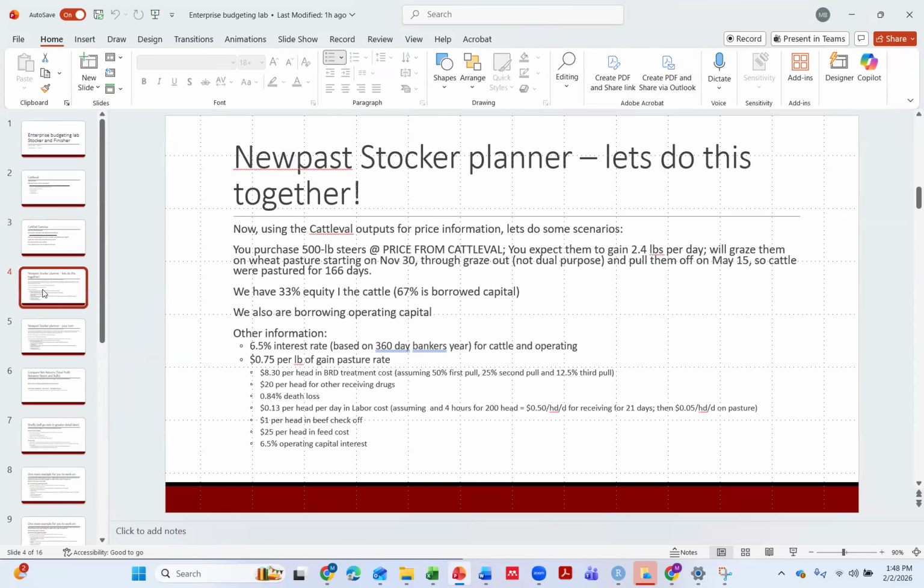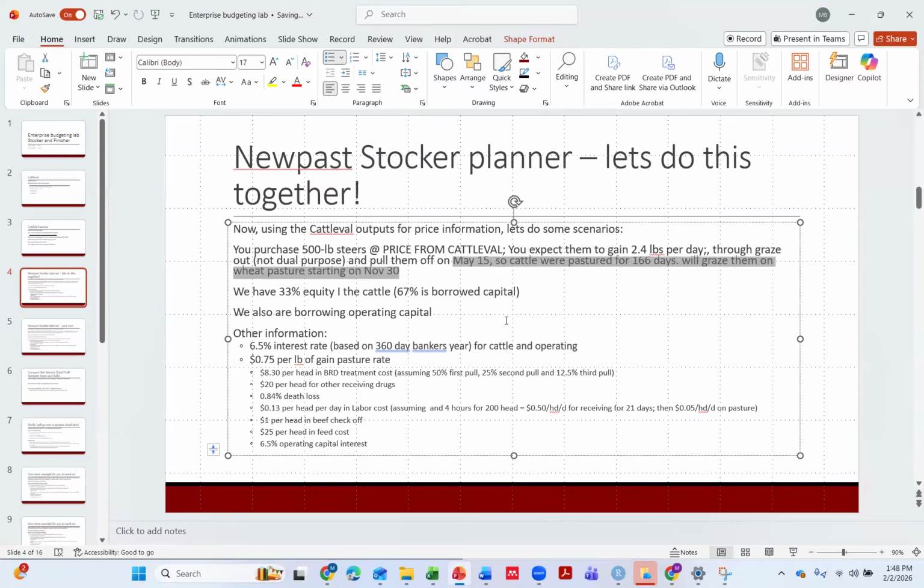We're going to start them November 30th. They're going to be done. Okay. And then we're going to pull them on May 15th. So we graze them for 166 days. So some of these I made assumptions on. So for just this example, we're going to say we have 33% equity in the cattle. So we borrowed 67% of the capital to buy the cattle.